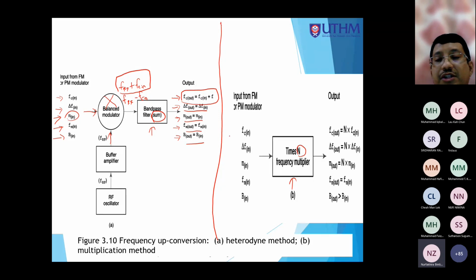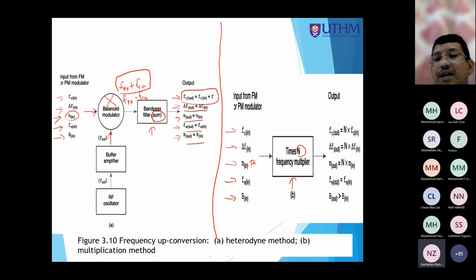What we want to see are the changes. We will see the carrier, the frequency deviation delta F, and the modulation index. M here is also beta, so don't be confused. Here is the input modulating signal, and here is the bandwidth. Okay, so there are differences. The output produced by the frequency multiplier is different from the output produced by the heterodyning process.